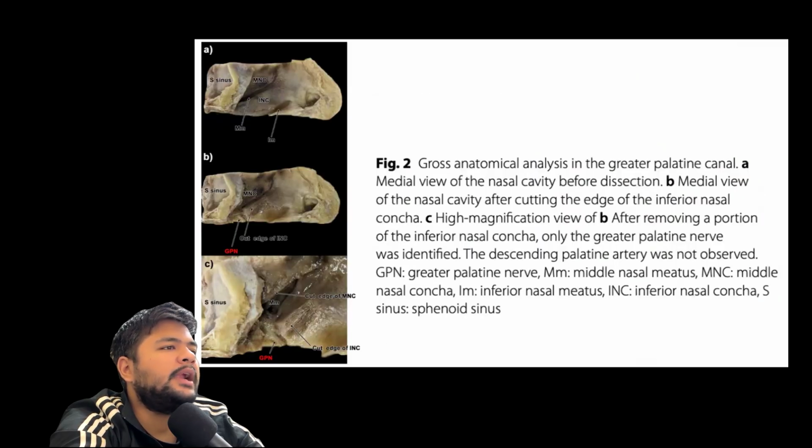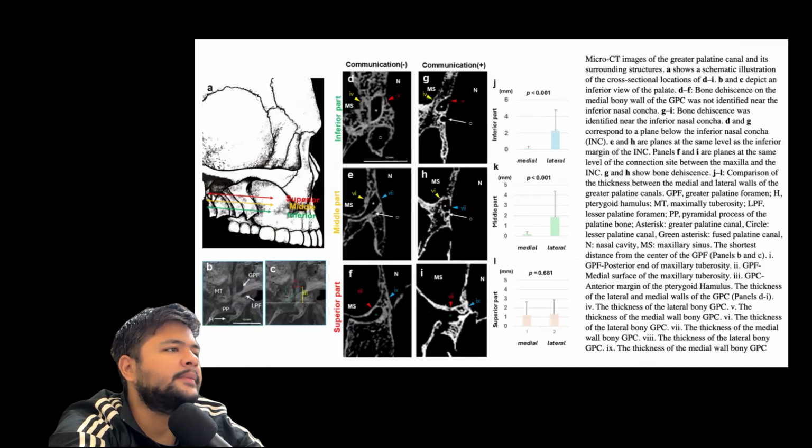Then coming to the gross anatomical analysis of the greater palatine canal. Figure A shows the medial view of the nasal cavity before dissection. Figure B shows the medial view of the nasal cavity after cutting the edges of the inferior nasal concha. Figure C shows the high magnification view of B after removing a portion of the inferior nasal concha. Only the anterior greater palatine nerve was identified. The descending palatine artery was not observed. GPN refers to the greater palatine nerve, and the other label refers to the medial nasal meatus.